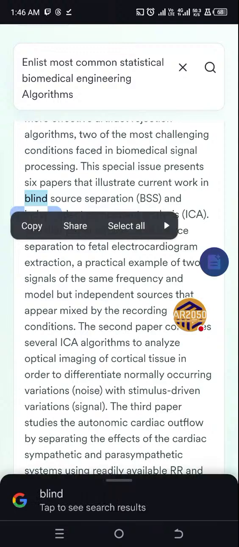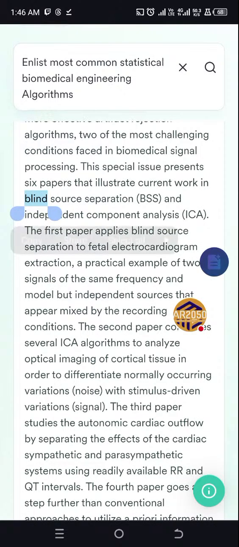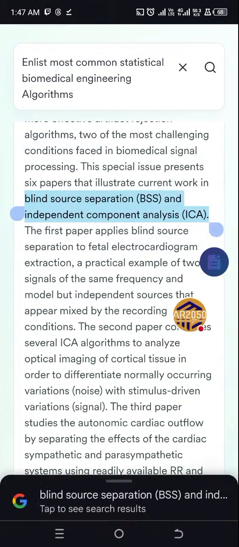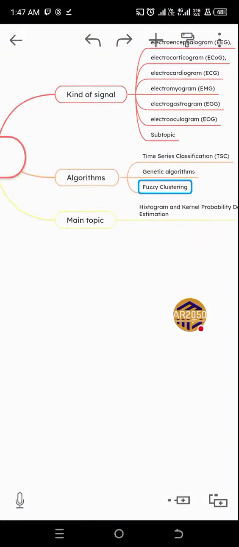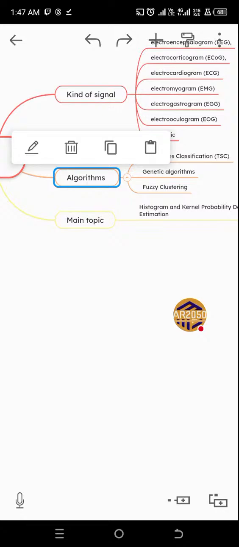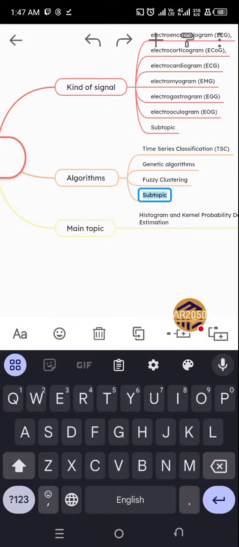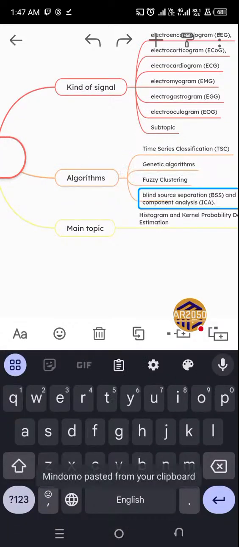Blind source separation and independent component analysis. These two should be paid attention.